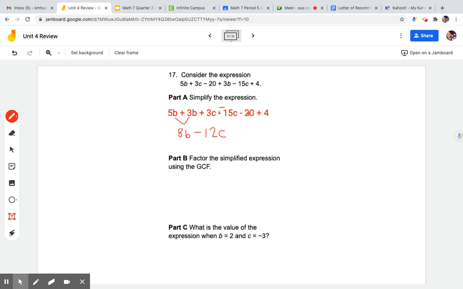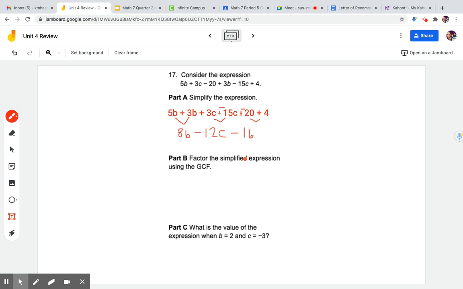And then here, if you're like, I don't know if that's positive 20 or negative 20, look at the sign in front of it, or change it to adding the opposite. So negative 20 plus 4 is negative 16. I can just put minus 16, or plus a negative 16 is fine as well. So we combined our like terms and we were careful with the signs.